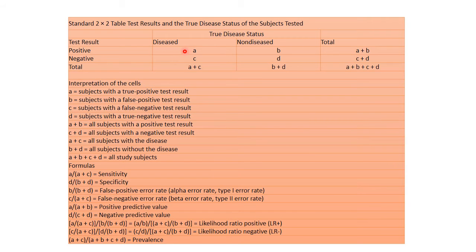So these are true positives. B are going to be people who had a false positive test result. So again, they had a positive test, but they actually did not have the disease. So this would be a false positive.